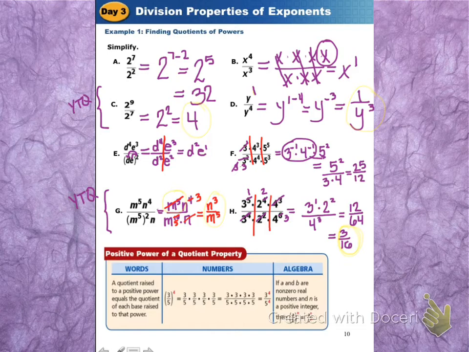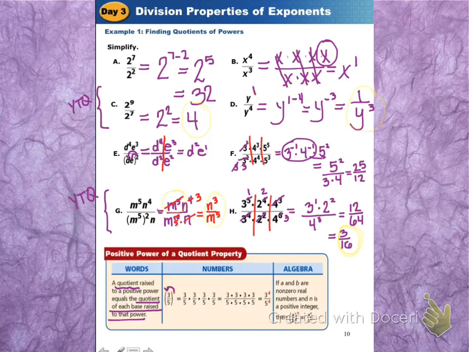Okay, so we're going to be learning 3 different properties involving quotients today, the second of which is called the positive power of a quotient property. This time, this is actually similar to the power of a product property. The power of a product property said if you have a product and it's being raised to a power, each piece of the product gets the exponent. Well, that same thing is being said here, except now we have a quotient. So it says that a quotient that is raised to a power, in this case a positive power, we'll deal with the negative version later, equals the quotient of each base raised to that power. In other words, both the numerator and the denominator are going to get that exponent.